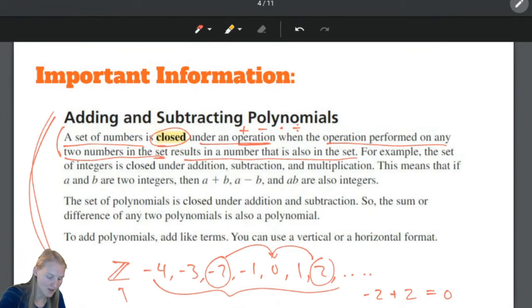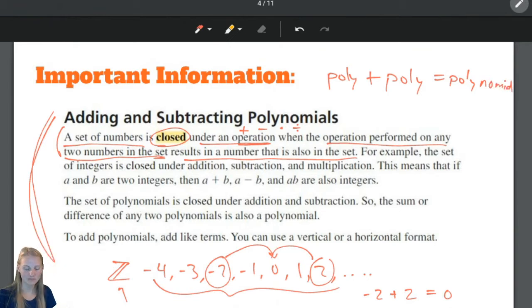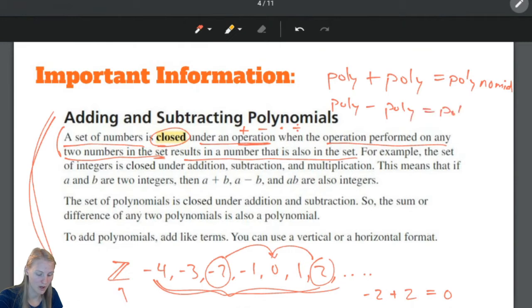So when I add two polynomials together, I take a polynomial plus a polynomial, I am still going to get a polynomial. Just like when I add two integers, I will always get an integer. I won't get a decimal or a fraction, I will always get an integer. So a polynomial minus a polynomial also equals a polynomial. Do you think this is true for multiplication and division?